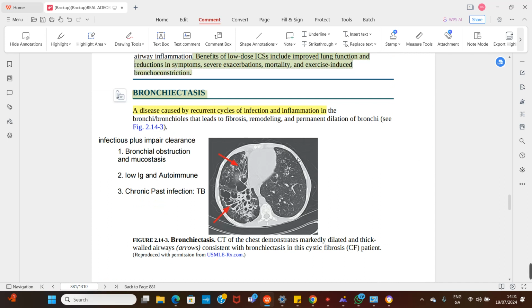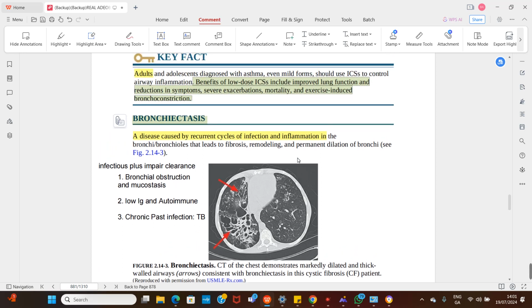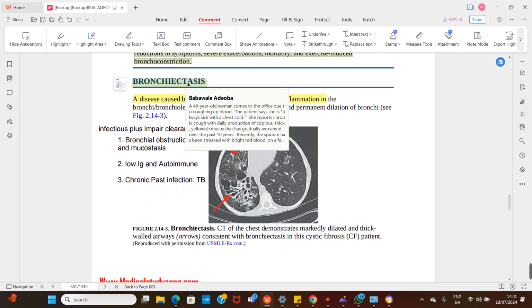So what do you do before exercise? Maybe 10 minutes before exercise, just quickly take your ICS and your LABA, your formoterol and your fluticasone or whatever steroid you want to use. Pre-medicate yourself 10 minutes before the exercise, or you give your leukotriene receptor antagonist 2 hours before the exercise. So to avoid exercise-induced bronchoconstriction. So moving on to bronchiectasis, we already know this.